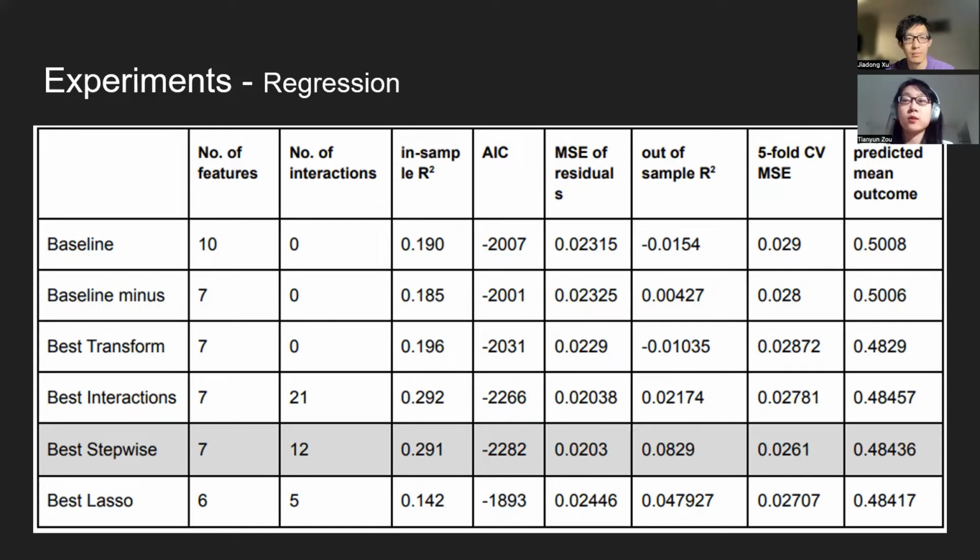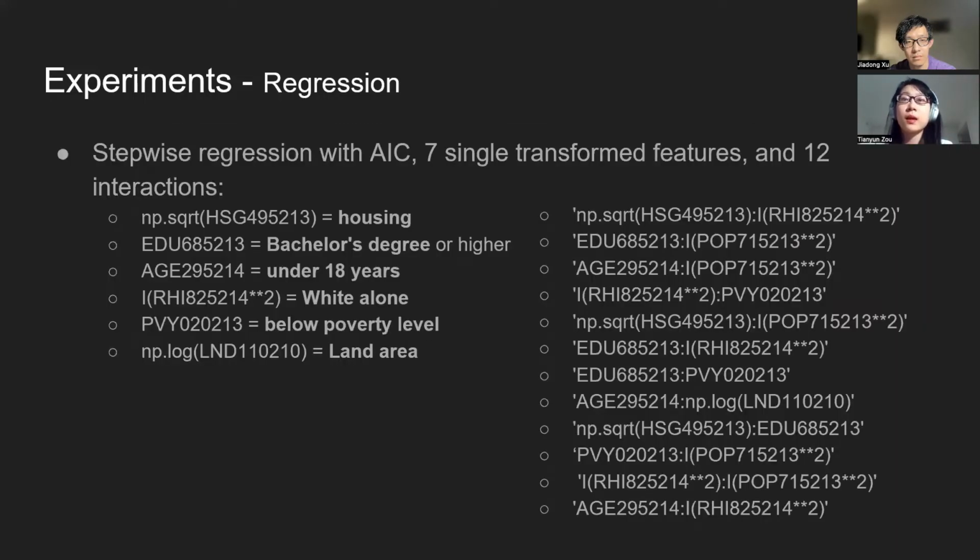And we also fitted lasso regression on all two-way interactions with cross-validation to choose lambda. As is shown in the table, we think our stepwise regression model is the best model because it has the largest out of sample R-square and lowest MSE. In the stepwise regression model, we have 7 single transformed features and 12 interactions covering fields of housing, degree, age, race, poverty level, and land square.